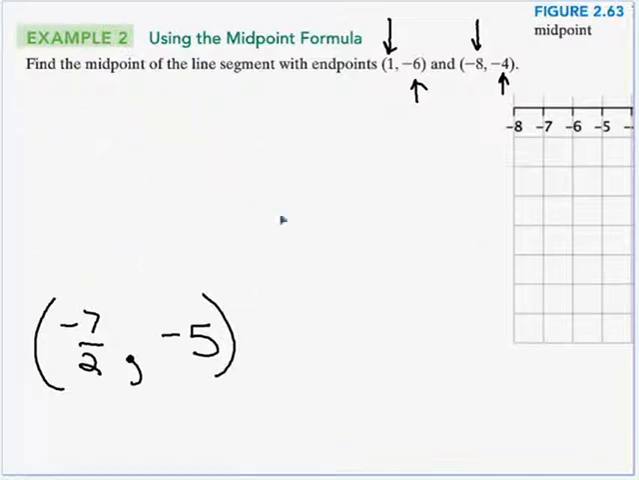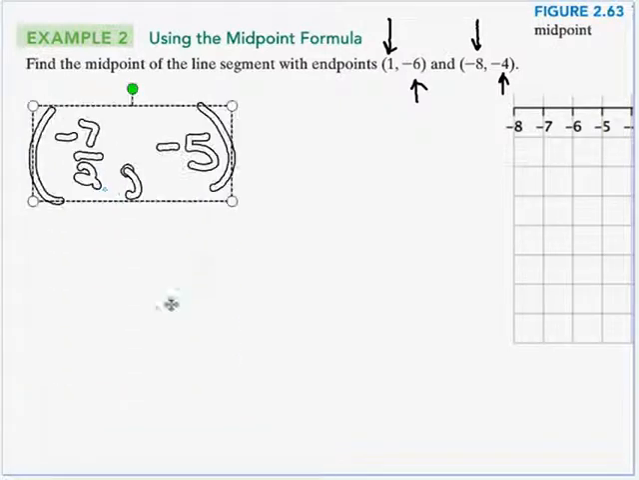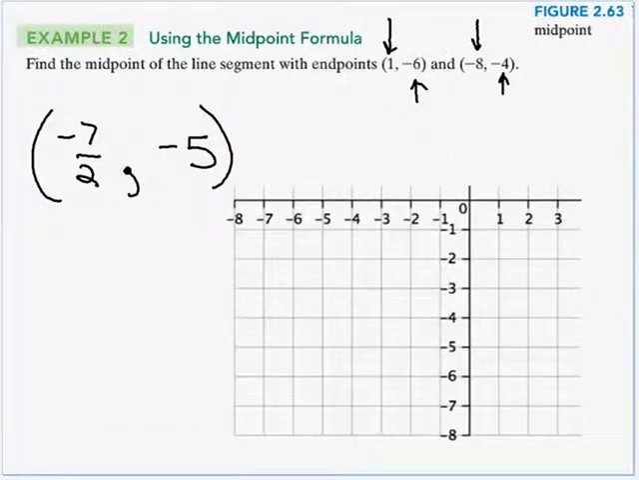And I did include a graph. It's always a good idea to sketch a little graph and check the reasonableness of that answer. So one point was 1, negative 6, and the other one was negative 8, negative 4. And if I connect the 2 dots, and we plot the point that we found here. So this, as a decimal, would be negative 3.5, comma negative 5.